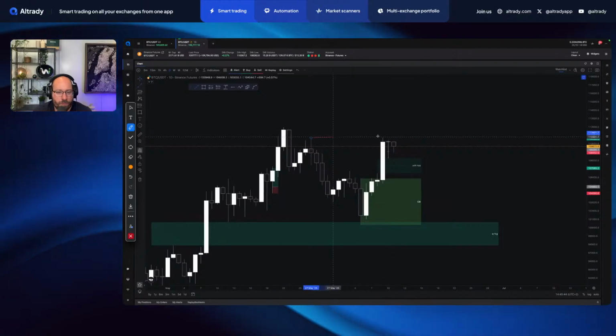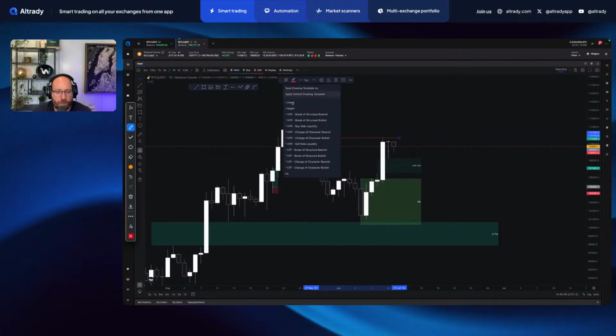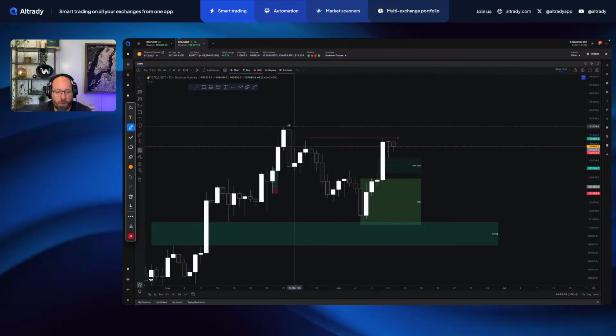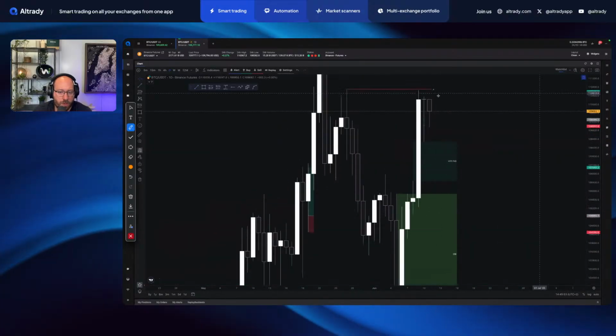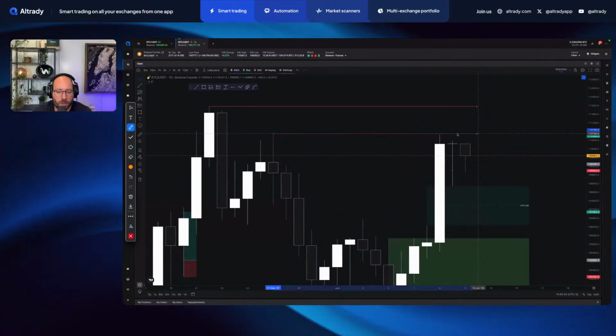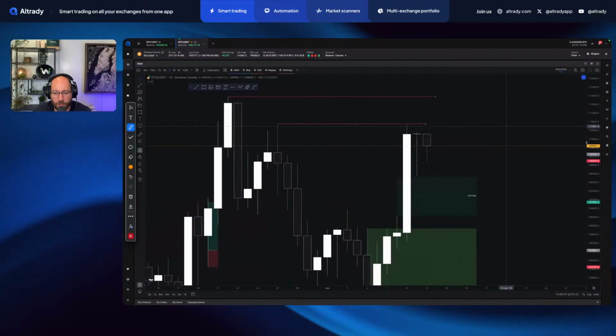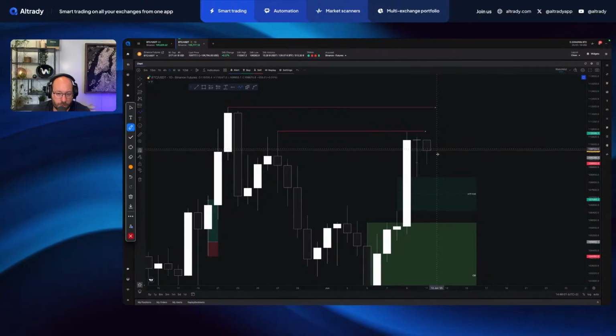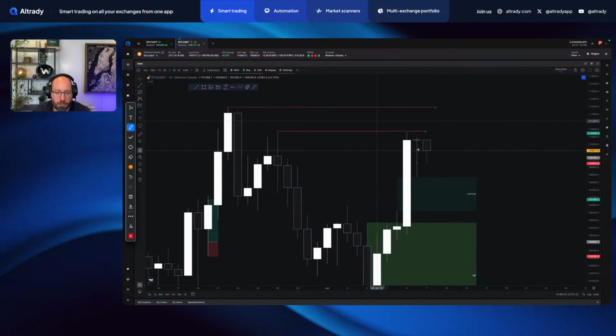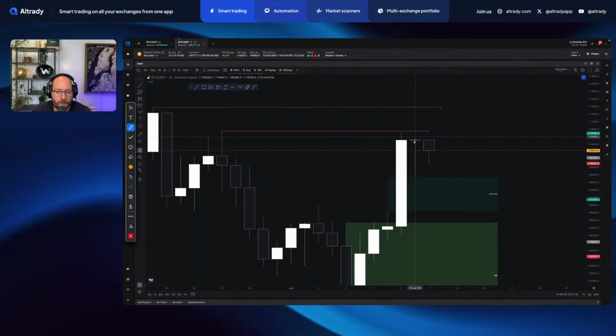Okay, so we have clear targets here. That target is not filled yet, is it? Yeah, it just came very close to it, but didn't take it out. So the possibility is that it will enter the fair value gap first and then take out the target, or immediately take the target.